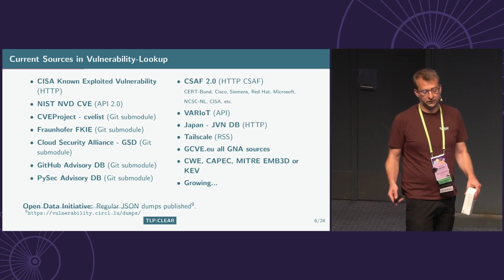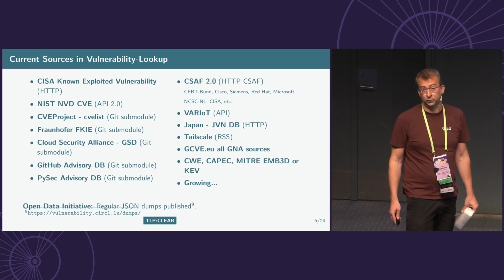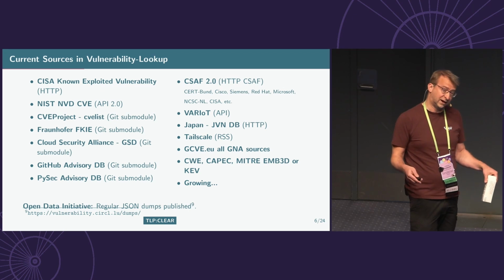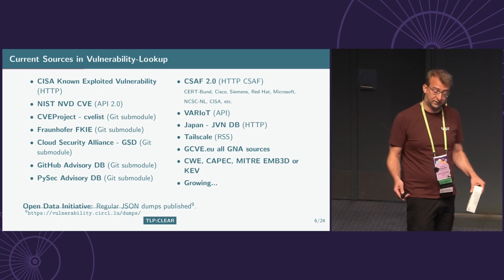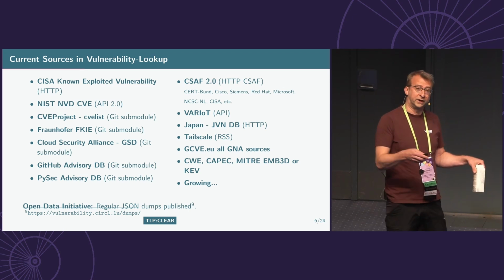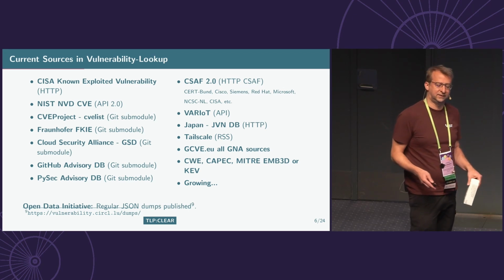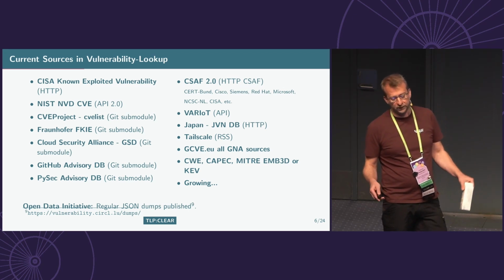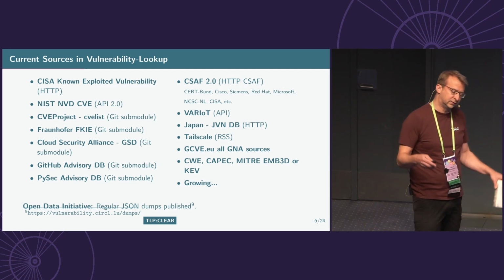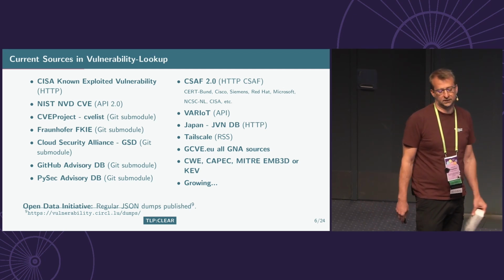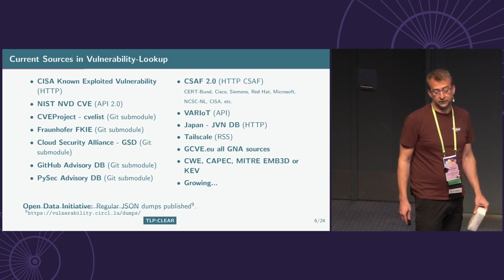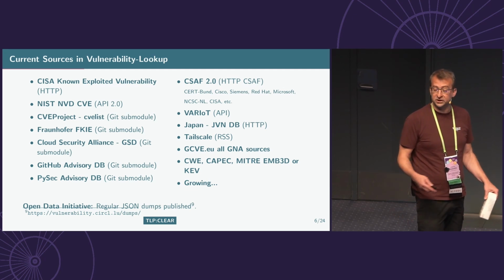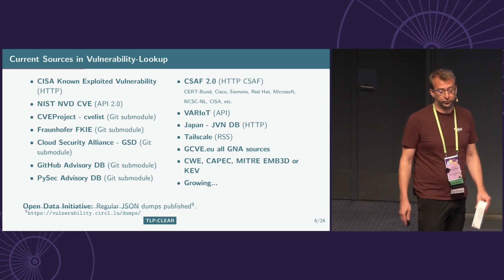We have all the GitHub advisories, PySec. Obviously, CSAF is a trend. A lot of vendors are supporting CSAF, and it's great. So we have a generic interface for CSAF, and we are importing all the main vendors supporting CSAF. We integrate IoT-specific vulnerability sources like Variot. We incorporate the JVN DB from our Japanese friends, and some additional things like Tailscale and other sources.